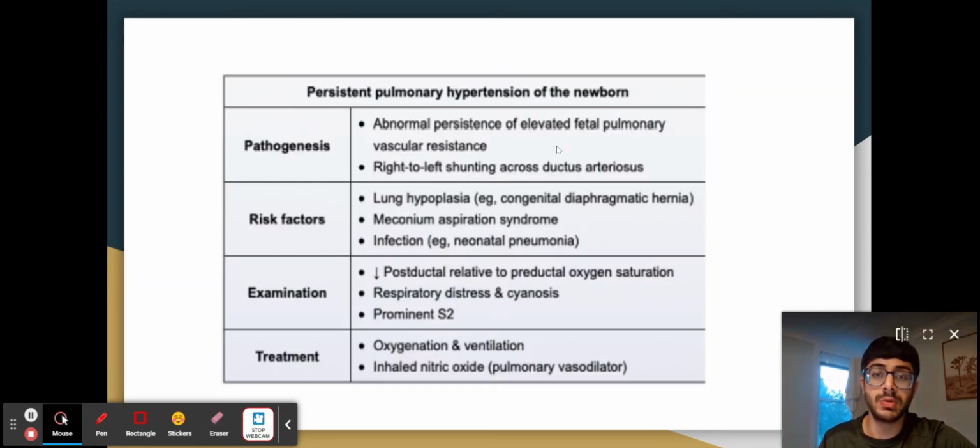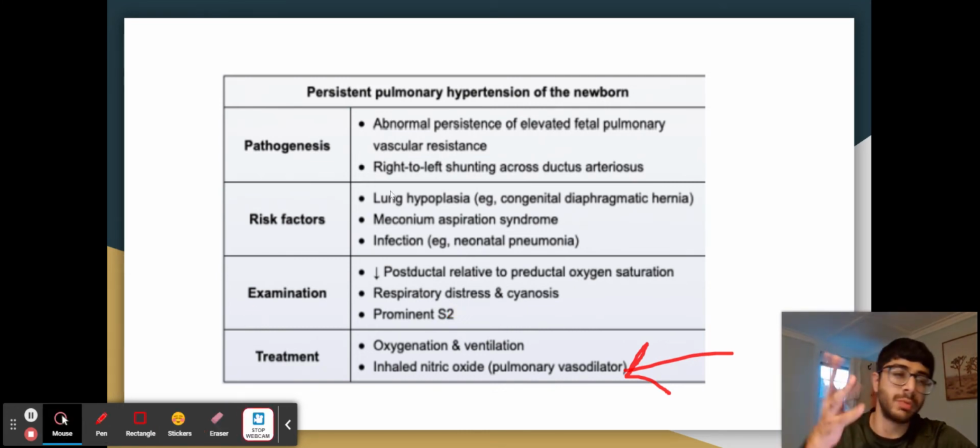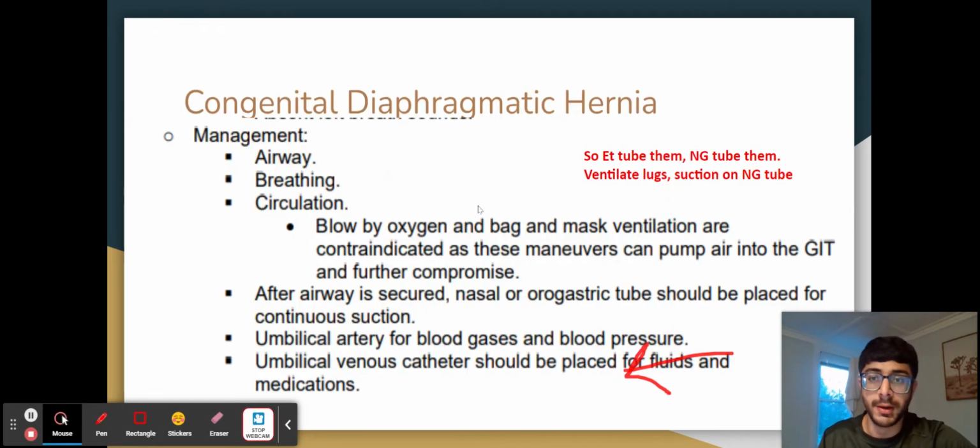Okay, next one. I've just added the causes here. What I wanted to point out is how you treat: you give a pulmonary vasodilator. This is something people kind of forget. And a loud P2, and so on. You can pause and just look at this. This is from UWorld.